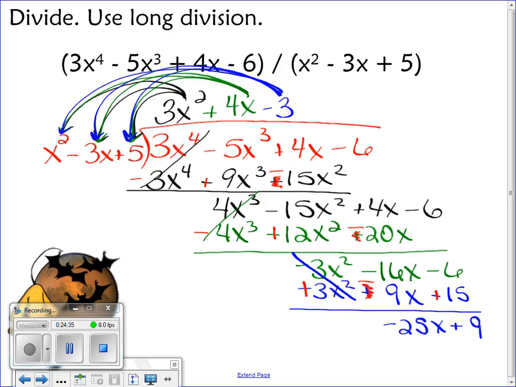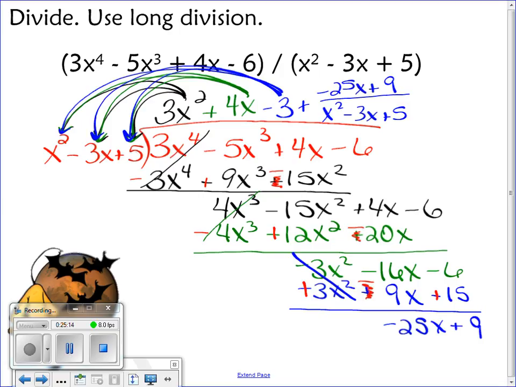Can I start again? Can I multiply x squared to get negative 25x? No, I can't do that. So that's my remainder. Negative 25x plus 9 all over x squared minus 3x plus 5. Now, it's really important, make sure you're putting the plus and then the remainder on the top of that fraction, okay? You're always adding on that remainder on the end. Always add it. So was x squared minus 3x plus 5 a factor of it? No, there's a remainder.